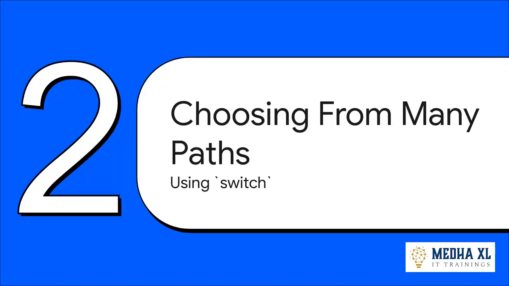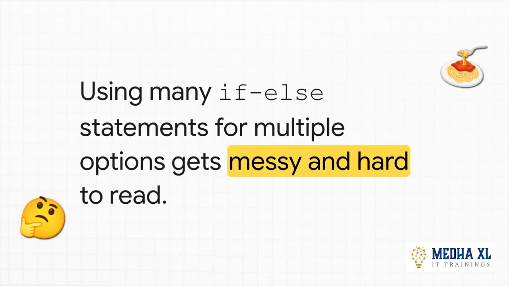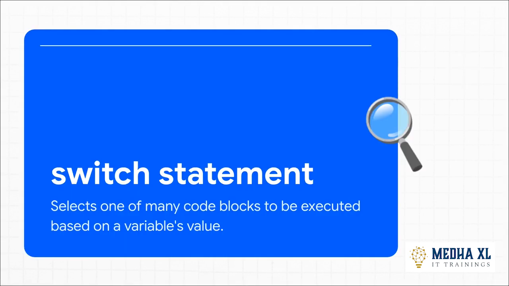Okay, that's great for a simple yes or no. But what happens when life gets more complicated? What if you have way more than two options? Let's see what we can do about that. Just imagine a user menu in any app. Press 1 for this, 2 for that, 3 for something else. You could try to chain together a bunch of if-else statements, but man, it gets messy and hard to read fast. And this is where the switch statement comes in to save the day.